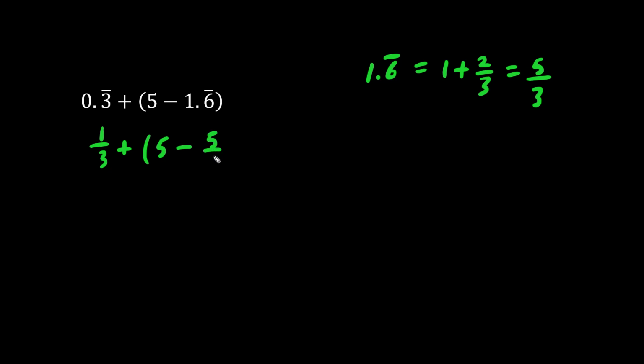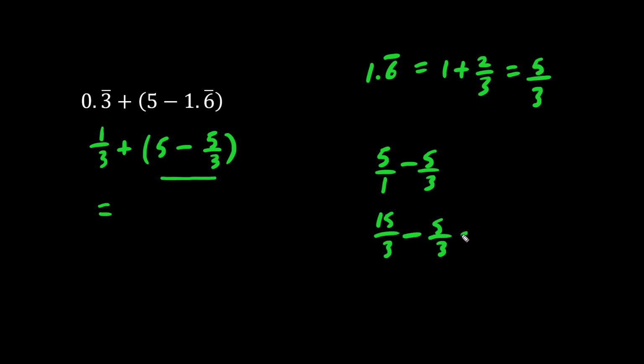So we have 5/3. Now let's focus on the brackets. What is 5 minus 5/3? 5 over 1 minus 5/3. We multiply top and bottom by 3. So we have 15 over 3 minus 5 over 3. We combine two terms into one. 15 minus 5 is 10. So 5 minus 5/3 is 10 over 3.